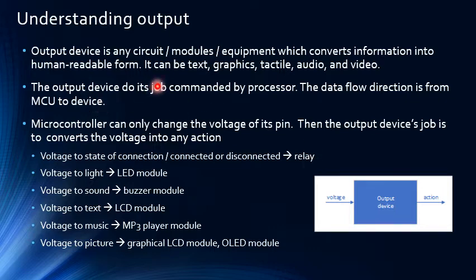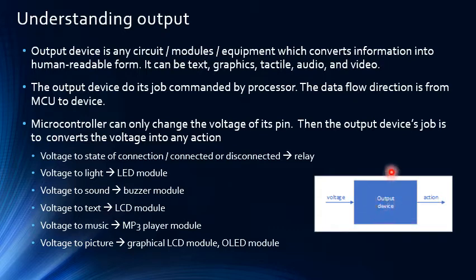Because the microcontroller can only send commands, it cannot do the real action. The microcontroller can only send a command, and the way it sends a command is only by changing the voltage on its pin. Then here comes the output device that converts this voltage information into the real action.